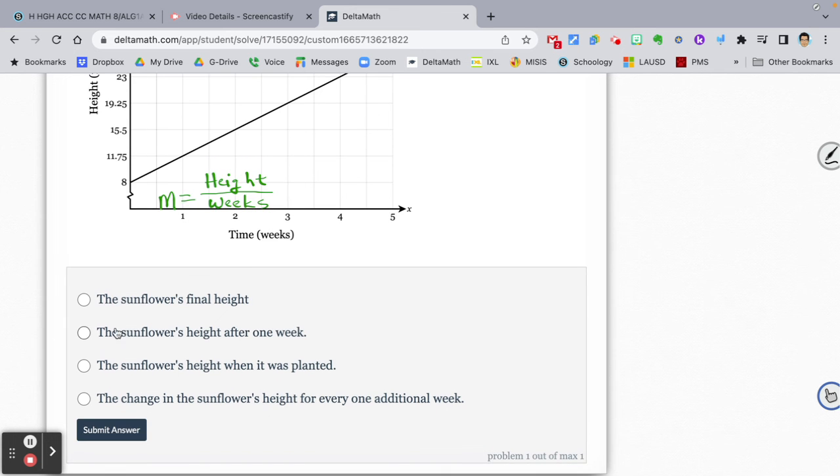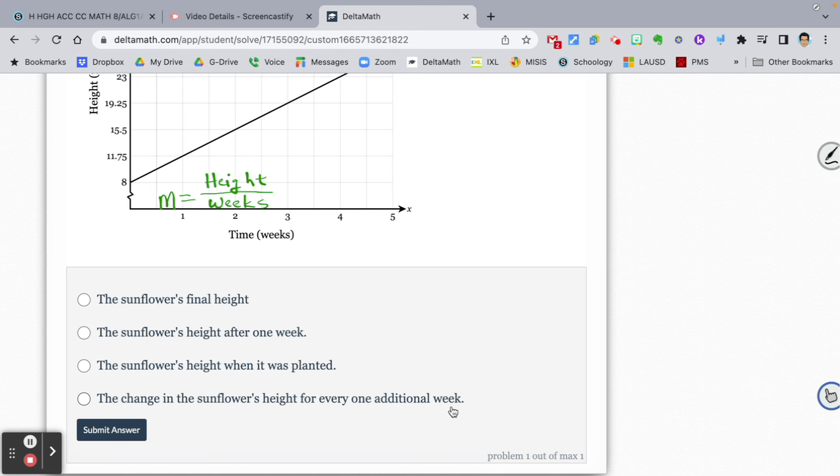So is the slope the sunflower's final height? Do you think that's it? No, some of you are shaking your head no. The sunflower's height after 1 week? That's a possibility. Maybe that. The sunflower's height when it was planted. Okay. That would be more the y-intercept. When it was planted was time 0. So that would be this. That would be the y-intercept. They were asking us y-intercept. That would definitely be that one. The change in the sunflower's height for every 1 additional week.